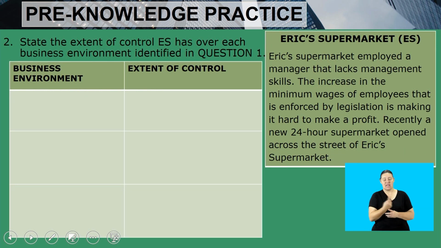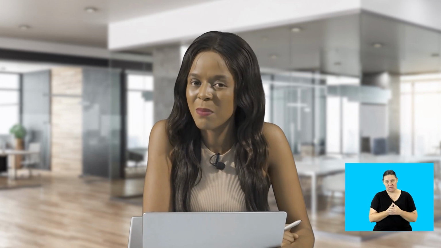State the extent of control ES has over each business environment identified in question 1. The first business environment that we have identified was the micro environment. And since it's the internal part of the business, the business has full control because everything that happens within the business, we are able to control.